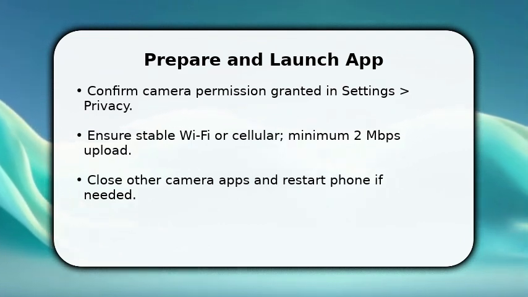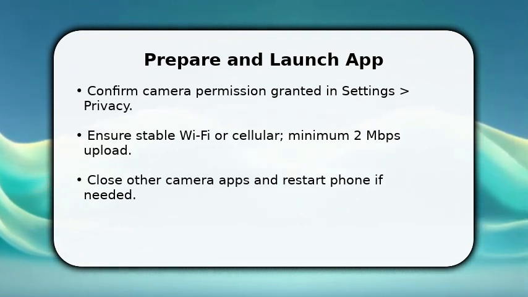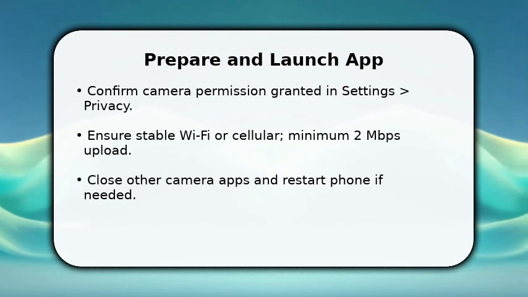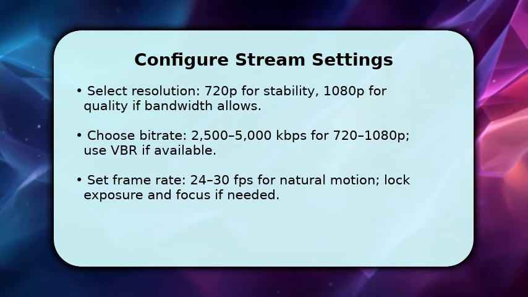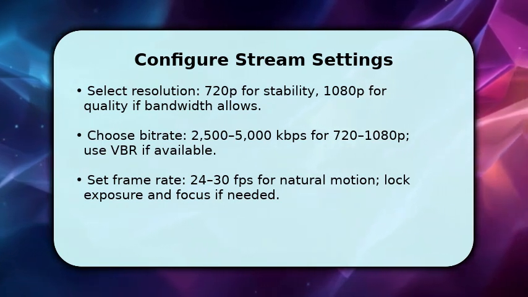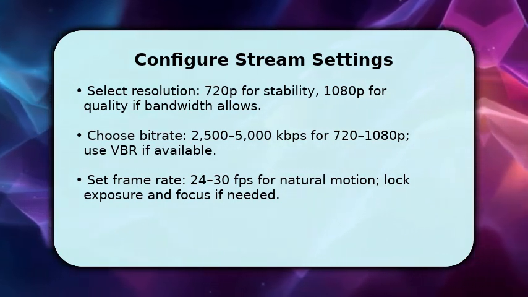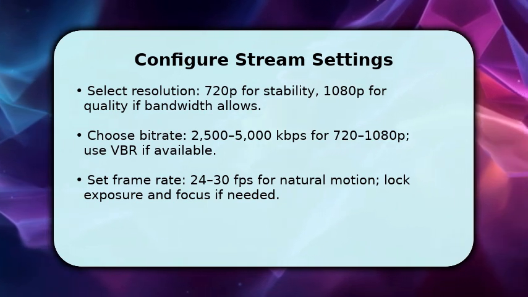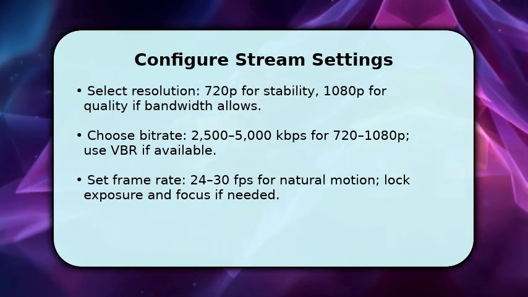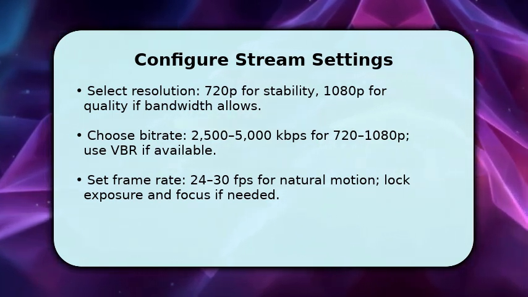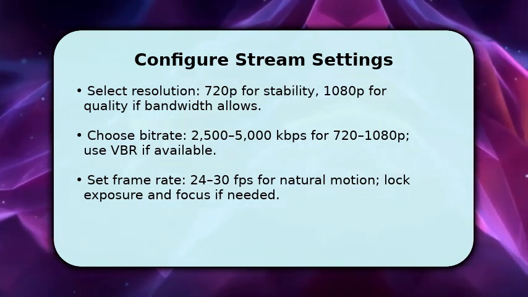Now you configure how the stream is encoded and transmitted. Select resolution and bitrate to balance clarity and reliability. If upload is limited, pick 720p with a 2,500 to 3,500 kbps bitrate. For higher quality use 1080p and 4,000 to 5,000 kbps. Once selected, set frame rate to 24 to 30 fps for smooth motion and lock exposure and focus to prevent sudden shifts. You're ready to go live.